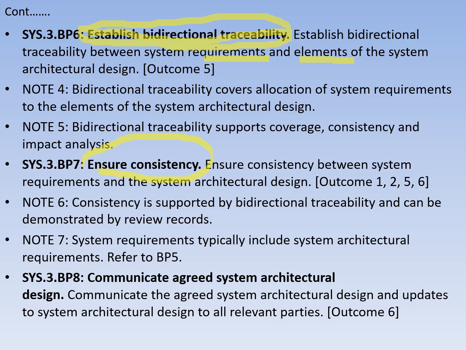Now, what is meant by base practice 8? Communicate agreed system architectural design. Once you clearly allocate the elements with the functional requirements, you need to communicate the system architectural design with the stakeholders. You have to be very clear. For example, when you hire an architect who designs a home for you, once he designs the home, he will not directly build the home. He will first communicate the design to you. So likewise, the system architecture also has to be communicated to the end stakeholder.